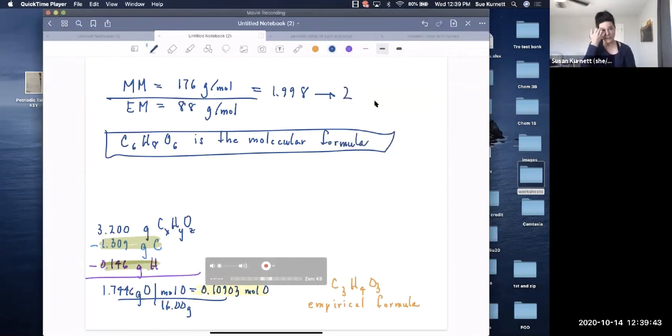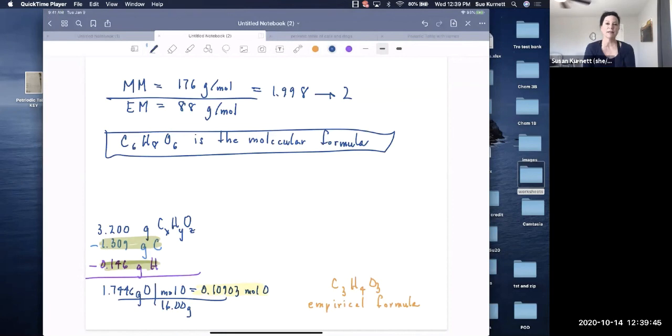Alrighty, so that's one kind of problem, how to use combustion analysis to come up with the molecular formula for a covalent compound.